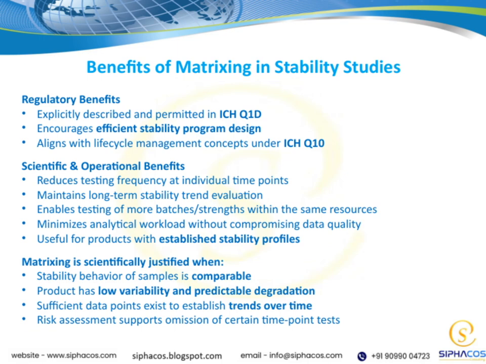Now, when is matrixing scientifically justified? It's appropriate when the stability behavior of the samples is comparable across batches. If the product exhibits low variability and predictable degradation patterns, we can confidently apply matrixing. We also need sufficient data points to establish clear trends over time. Plus, a thorough risk assessment should support the decision to omit certain time point tests, ensuring we maintain data integrity and confidence in our stability conclusions.